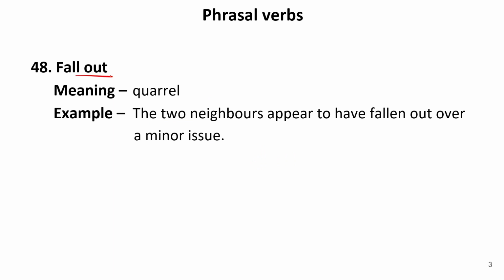Here we have fall out. Fall out means to quarrel or to fight with someone. For example, the two neighbors appear to have fallen out over a minor issue. It means they began to fight. So this is the usage of fall out in a sentence. Now let us move to the next one.